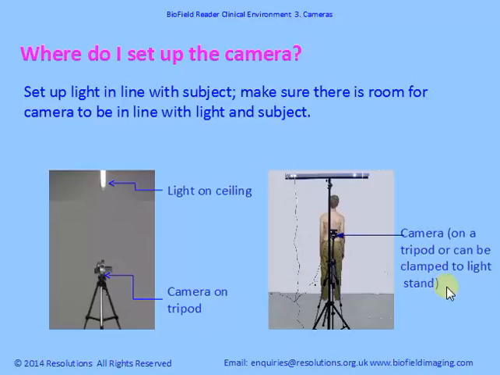You can also get some camera clamps, which will fit on the side of your light stand. It's a clamp that goes on your light stand, you put the camera on it, and you can also adjust it up and down for different shots. You can get those online.